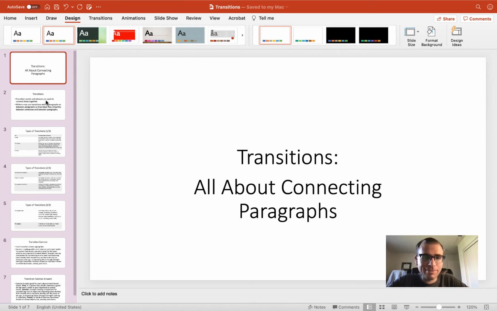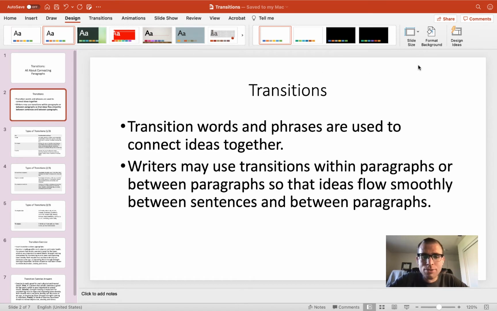Okay, let's get started. The first thing you need to know is that transitions can be words, phrases, and even whole sentences. You may have previously heard of transitions as transition sentences. And if you have heard of it that way, you know that they go at the end of paragraphs. However, writers may use transitions within paragraphs or between paragraphs so that the ideas flow smoothly between sentences and between paragraphs. The idea of a transition is to connect things together.